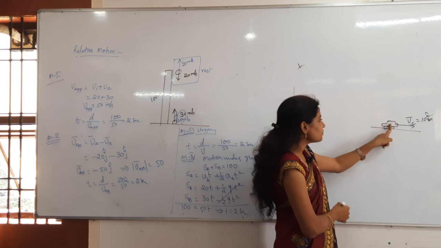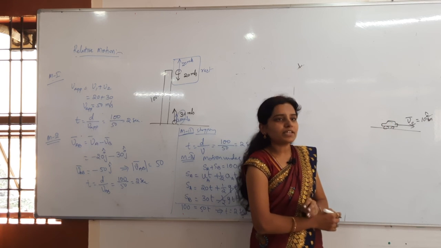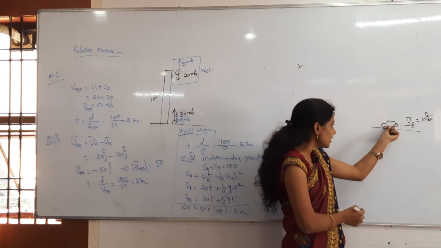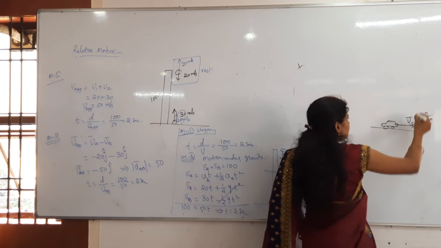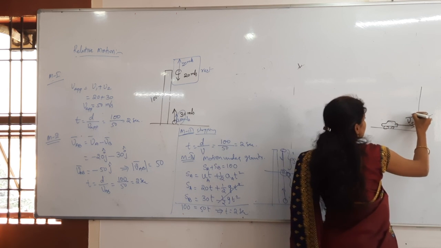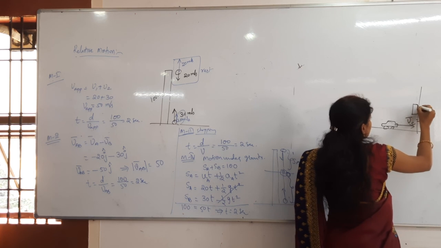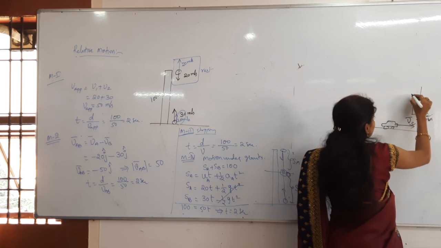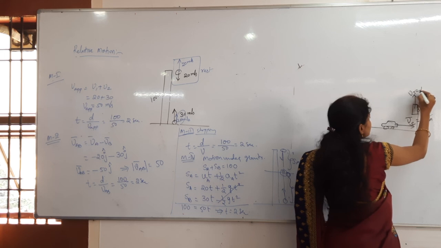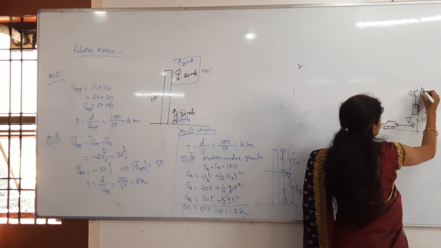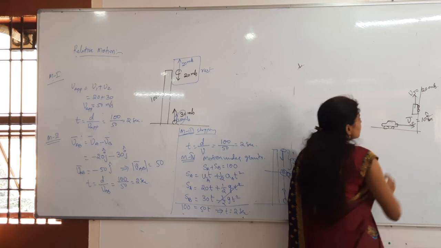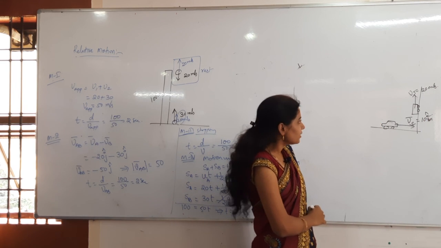Now this one is experiencing that a truck is moving in which direction? This one is seeing a truck moving in the north direction. Now this is the direction of the truck. The velocity of the truck, how much did they say? 20 meters per second.